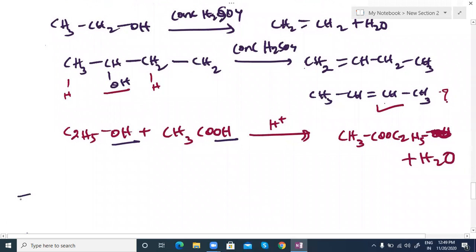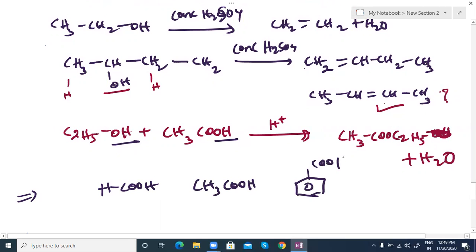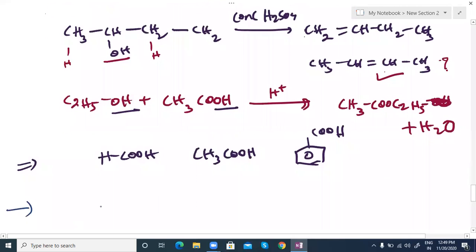And acidic character, basic character. We have too many acids: formic acid, acetic acid, and benzoic acid, which we are going to learn in 11th. Which is more acidic, how to decide? We can find this out by knowing electronic effects. Even basic character we can decide very easily.